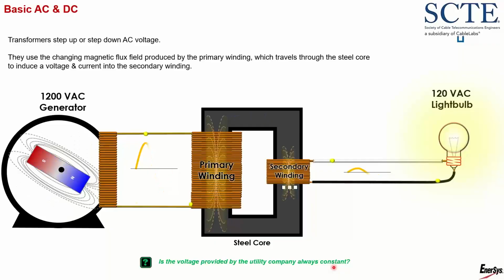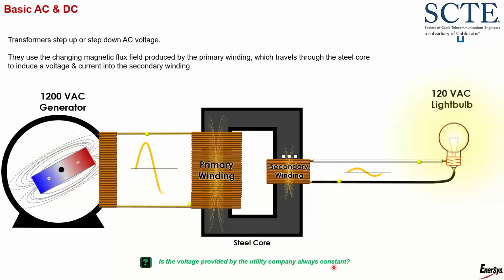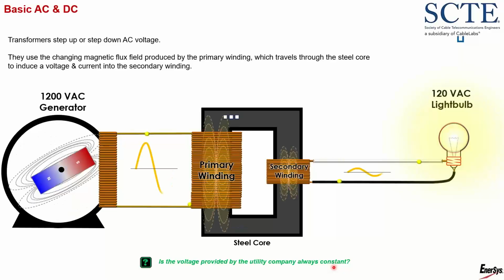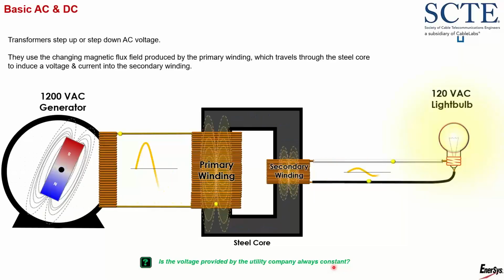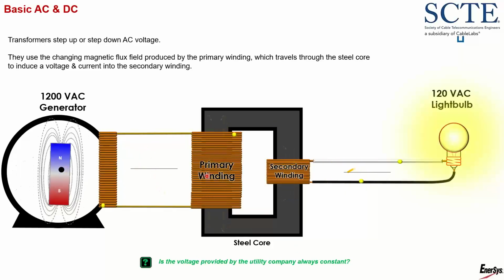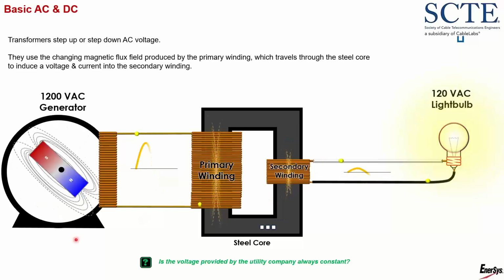Think about sitting in your house in the summertime with all the lights on and the air conditioner kicks on. When the air conditioner kicks on, it requires a lot of current to start. So when it draws in all that current, the current goes up and it drags the voltage down and your lights tend to dim. Okay? So this is a simplified drawing of how a step-down transformer would work.